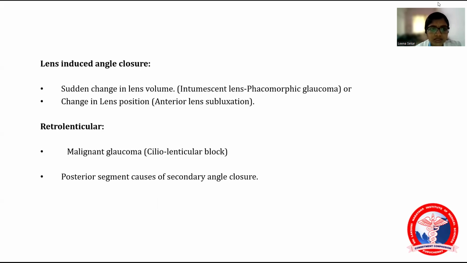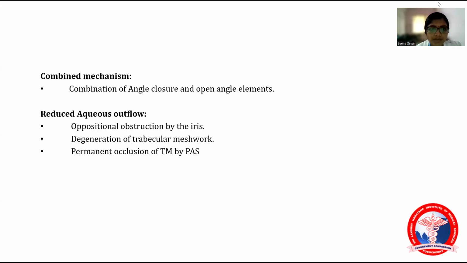Next comes the lens-induced angle closure. Here there will be sudden change in the lens volume. So in intumescent lens, we can get phacomorphic glaucoma, or if there is any change in the lens position like anterior lens subluxation, we can get angle closure. Next one is the retrolenticular causes, which includes malignant glaucoma or any posterior segment causes of angle closure, which is known as secondary angle closure glaucoma.